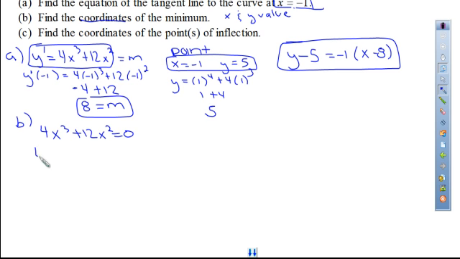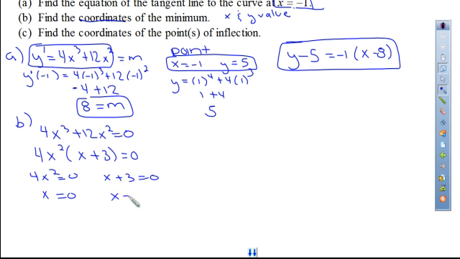So I'm going to factor out a 4x squared. So I'm going to have 4x squared equals 0, or x plus 3 equals 0. So x equals 0, x equals -3. So these are my critical points. There's going to be no place where the derivative does not exist. So I'm going to check.